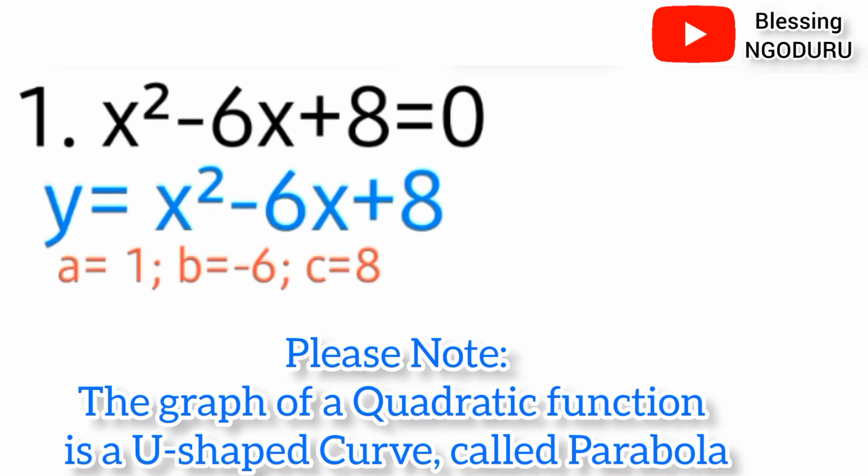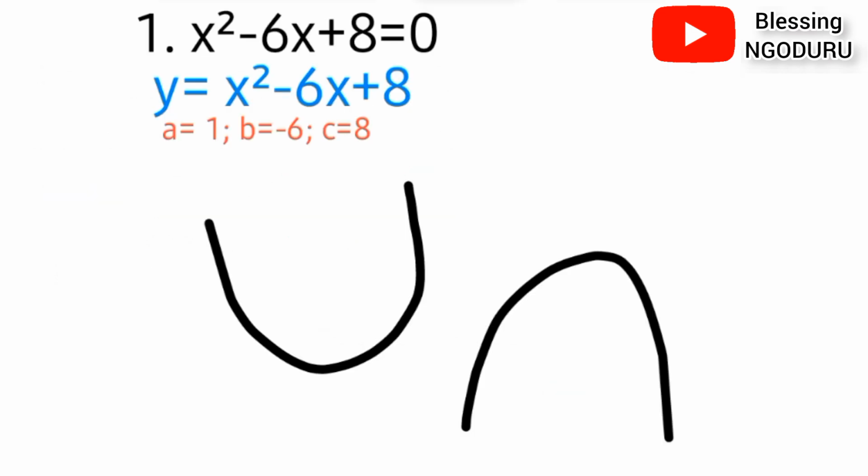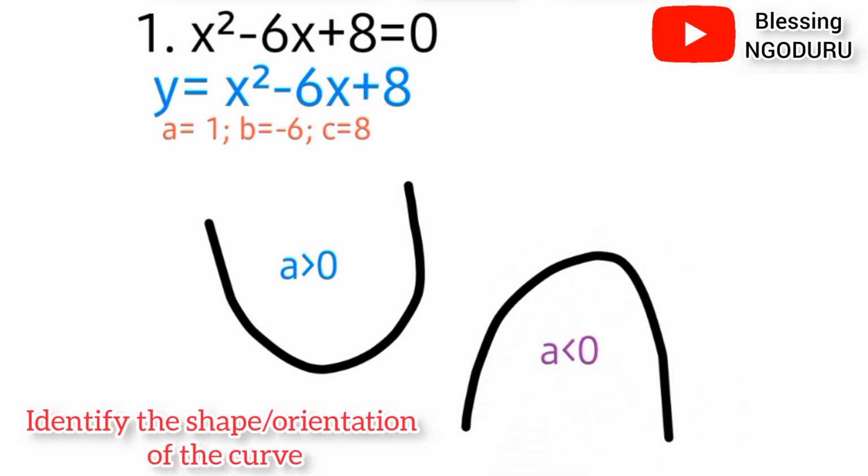It is worthy to note that the graph of a quadratic function is a U-shaped curve called a parabola. So by the time we plot this graph, the orientation of the parabola will be a U-shaped curve. Either the parabola opens upward or downward. The shape or the orientation of the parabola depends on the value of a. If a is greater than 0, the parabola opens upward, while if a is less than 0, the parabola opens downward.